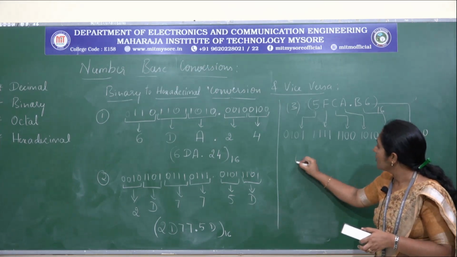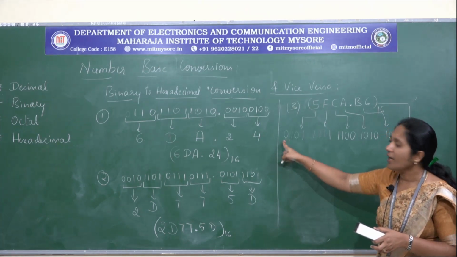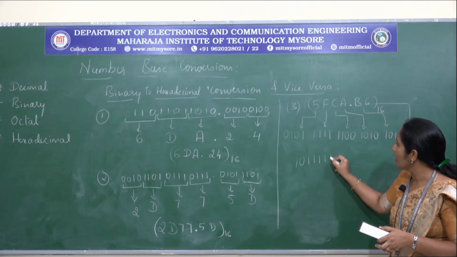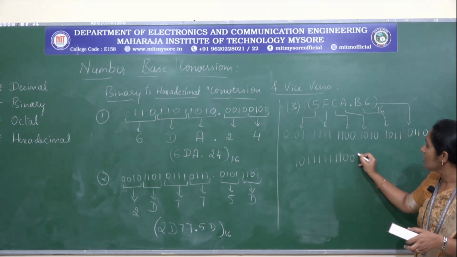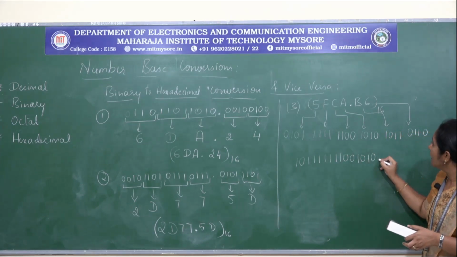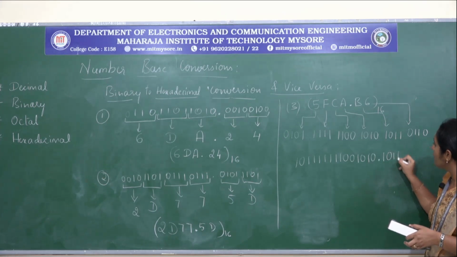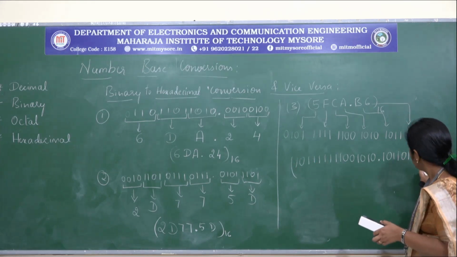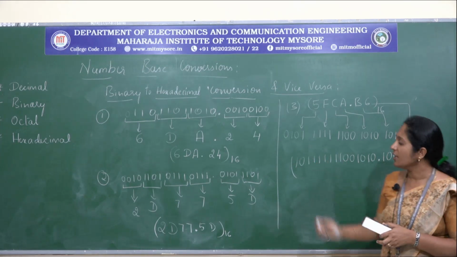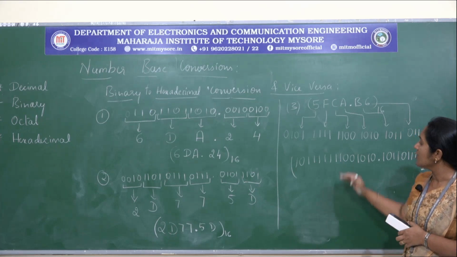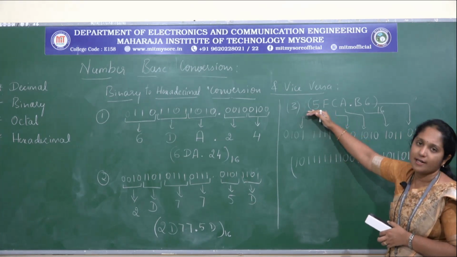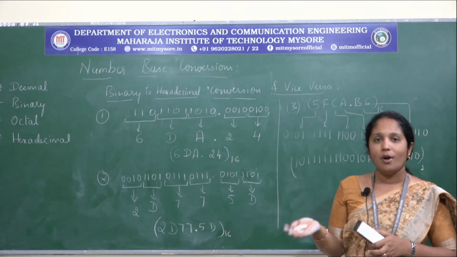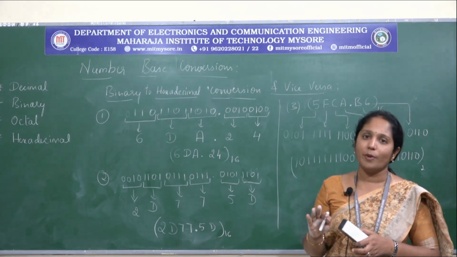Now let us write the binary sequence. You can discard the leading zero and write 101, then 4 ones, 2 ones, 2 zeros, 1010, then dot 1011, 0110. So this is the binary sequence which is equivalent to the given hexadecimal number. This is the procedure for converting binary to hexadecimal and hexadecimal to binary.